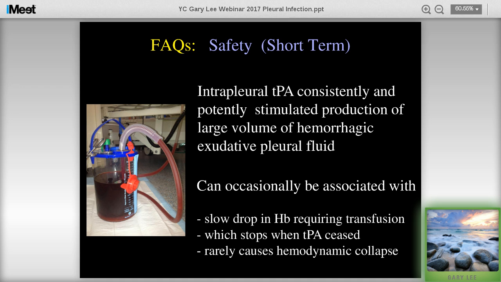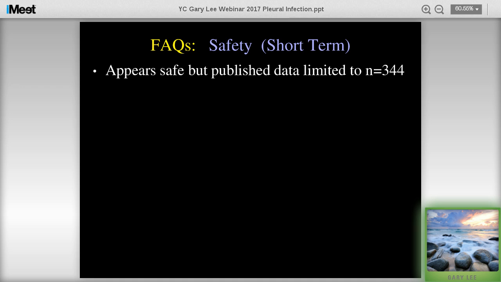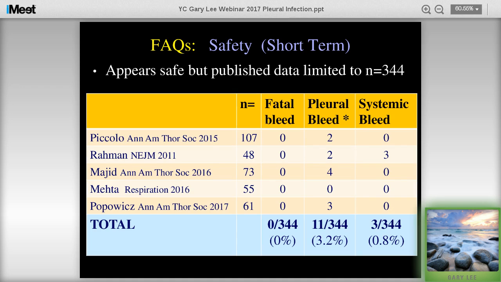And in my experience, it never causes massive arterial bleed like GI bleed and causes hemodynamic collapse. Patients are always very stable, and you transfuse them only because there's a slow decrease in the hemoglobin levels. So the short-term safety for TPA and DNase use is good, but do remember that the published data is limited at the moment to about 340 patients. So these are the series that have been published using TPA and DNase.